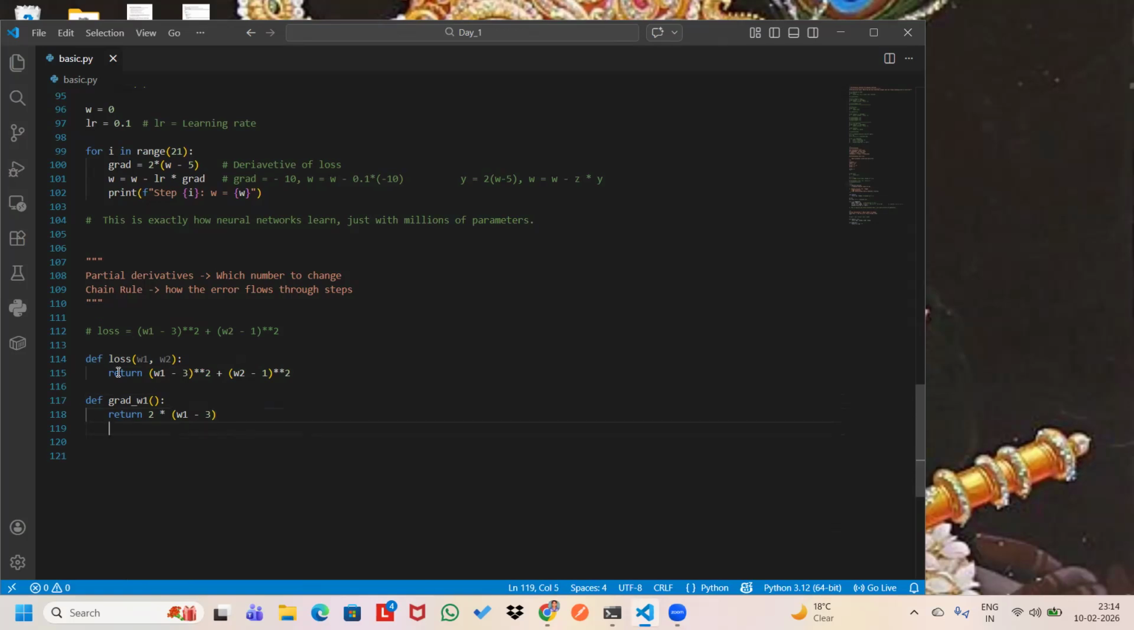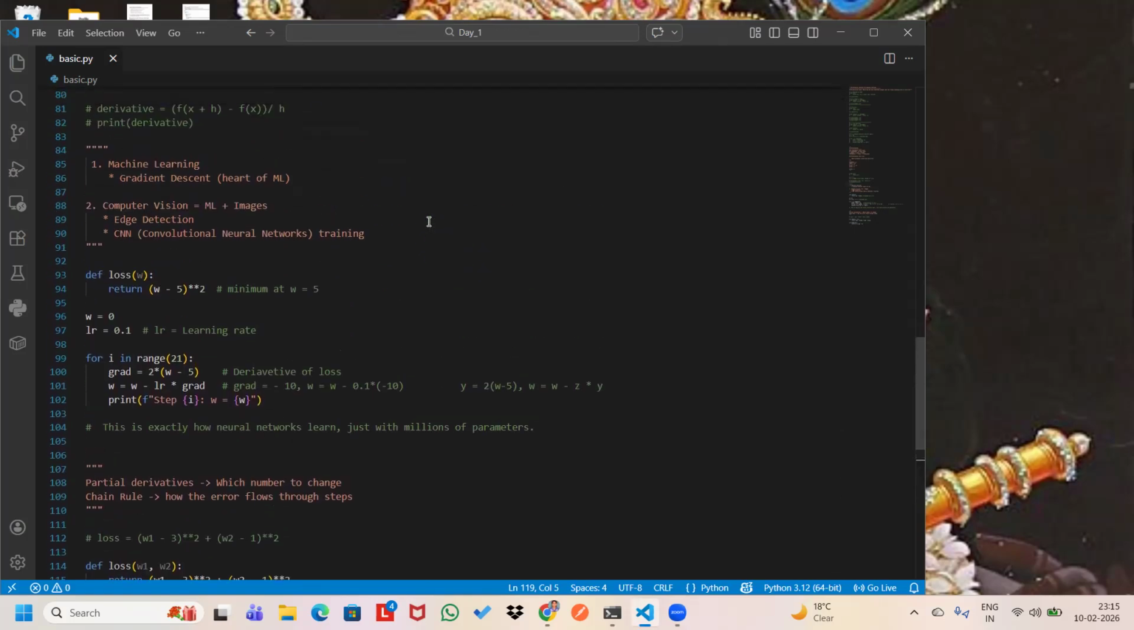Let's talk about the first one. This is my equation, and if I differentiate it with respect to w1 only, then w2 will be considered a constant, so that term will be completely zero. Only the derivative of the w1 term will work. Because we have w1 squared, the 2 will come in front. That's why it gives me 2 at the beginning, and then w1 minus 3. This is the simple thing we have already understood.